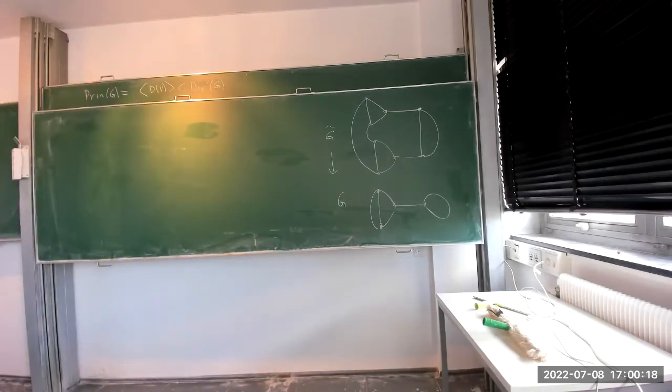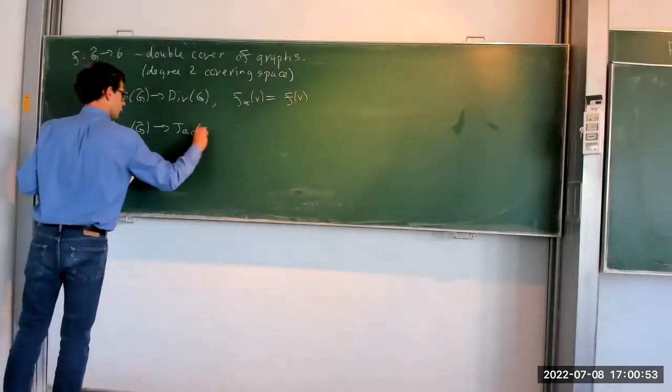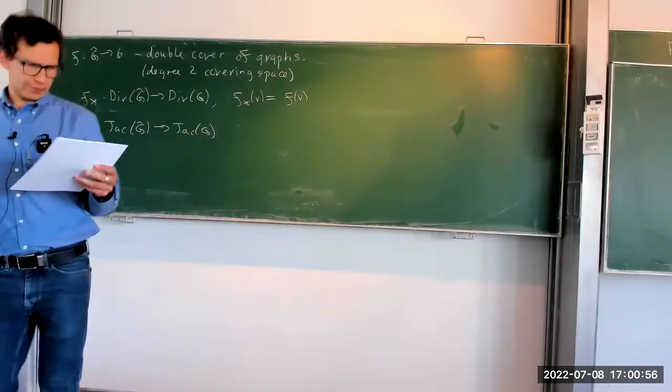Okay. So I can define a push forward map on divisors in a pretty obvious way. I just take f lower star of a vertex to be the image of that vertex. So it's clear that this respects chip firing because this map is essentially a local isomorphism on my graphs. So you can check that this induces a map on the Jacobians of the corresponding graphs, just a homomorphism, a surjective homomorphism of finite groups.